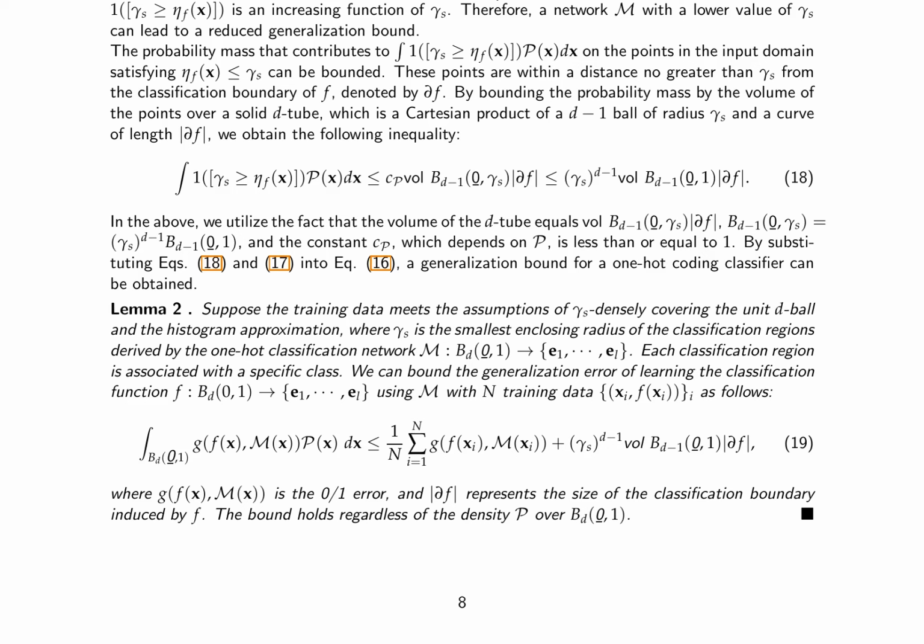The paper then uses these concepts to derive a generalization bound for a one-hot classification network, which is given in lemma 2. This bound states that the generalization error is less than or equal to the average error between f and m on the training data, plus the volume of a d-tube with radius gamma s multiplied by the size of the classification boundary, partial f, where p is the density over the unit d-ball. The bound holds regardless of the density p over the unit d-ball.